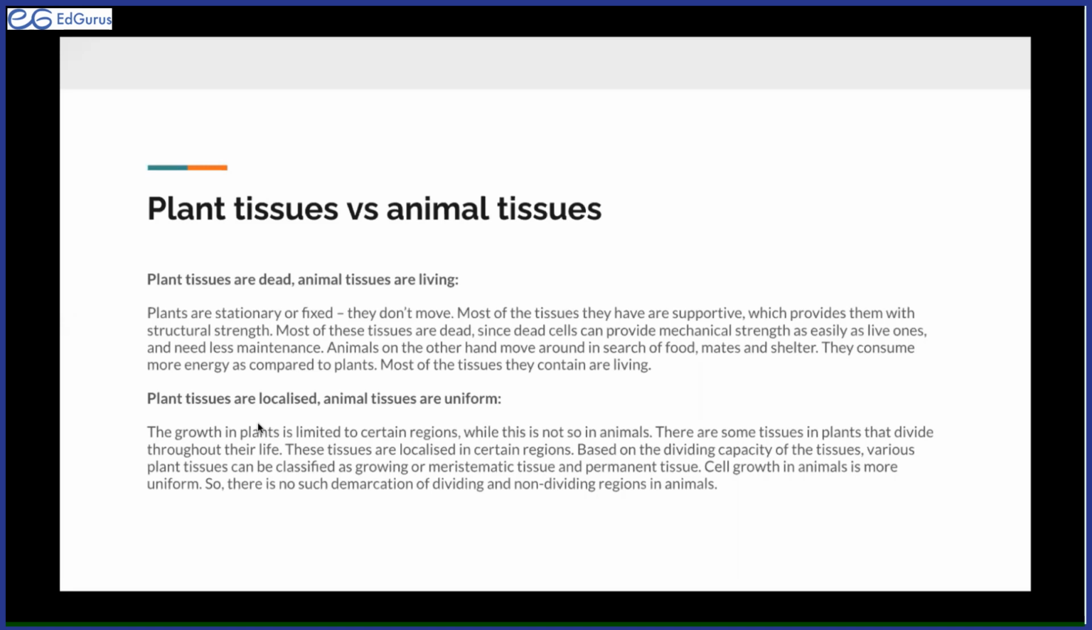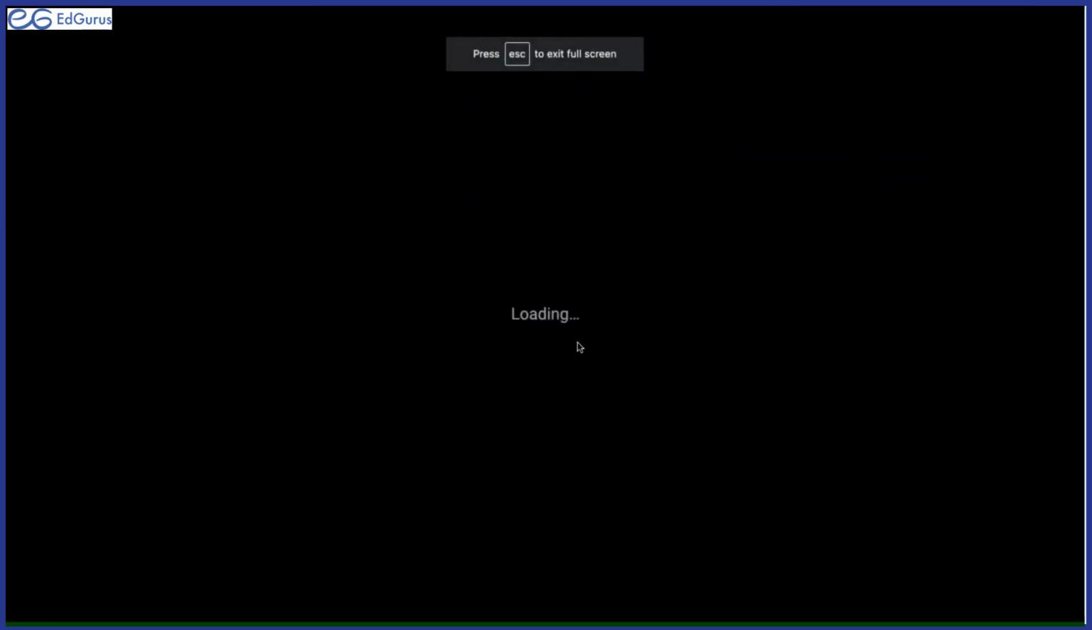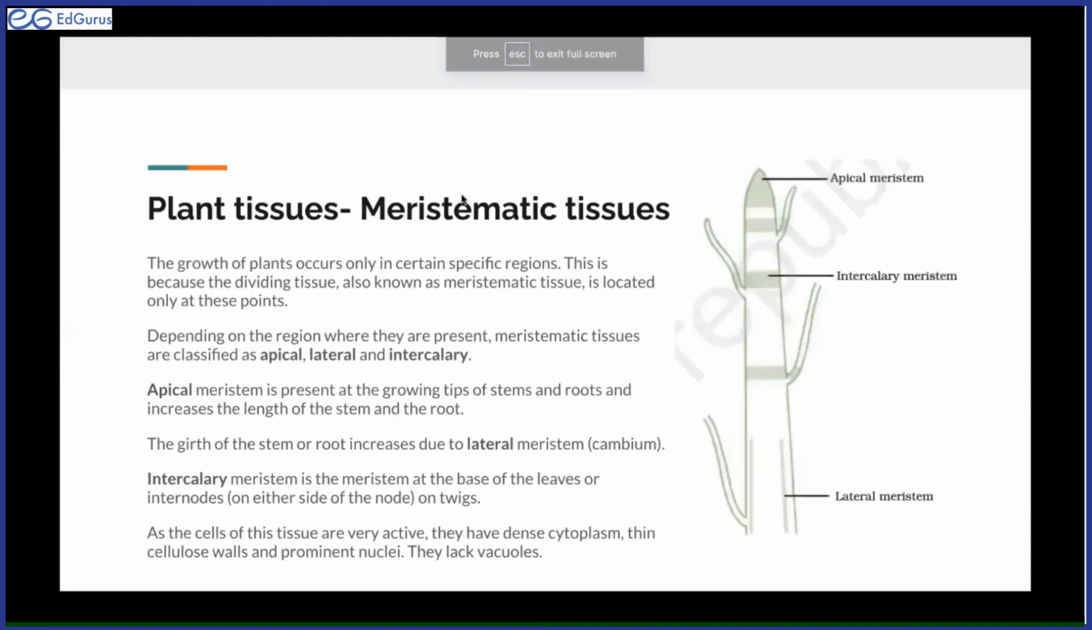Okay? So interrupt me in between if you have any questions. So those are the two main differences of plant tissues versus animal tissues.